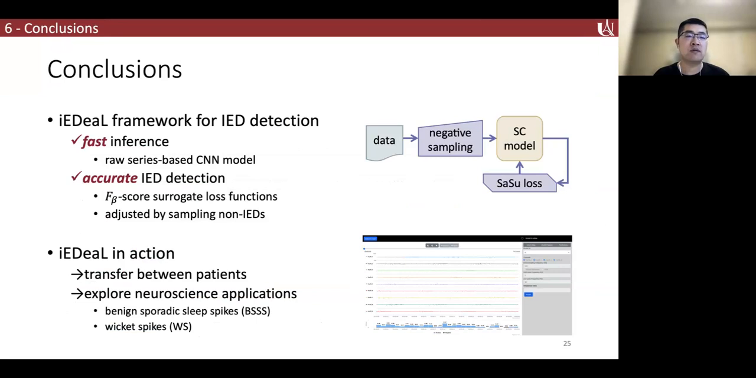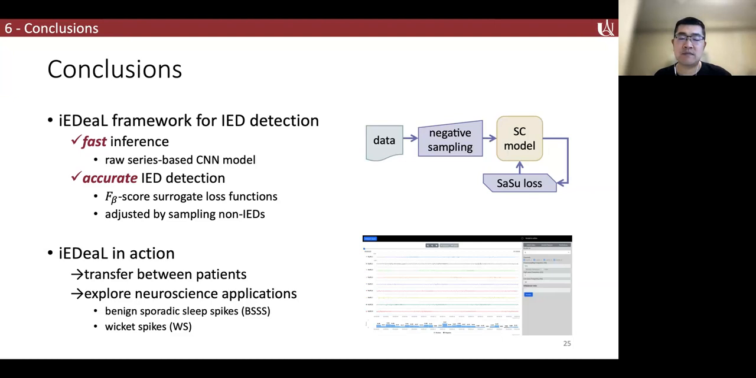To conclude our work, in this paper we propose the IDEAL framework to efficiently detect IED patterns. It is fast because it runs directly on the raw series, and it is accurate because we use a new surrogate loss function to put more focus on the IED examples. The decision boundary is further adjusted by sampling the majority class, which is the non-IED patterns. We also implement our IDEAL algorithm in software, of which we showed a short demo, and that can further facilitate its usage by neuroscientists.